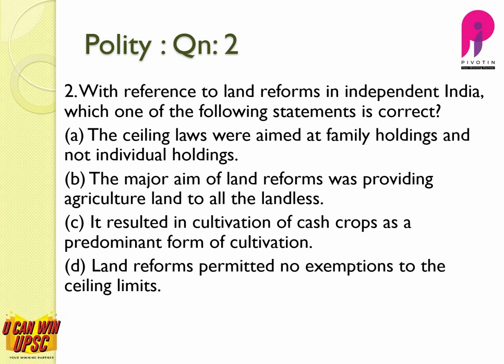Question number 2. With reference to land reforms in independent India, which one of the following is correct? Please go through all the options. The main aim of land reforms was to provide the agricultural land to all the landless. So the direct answer is B. The ceilings were aimed at family holdings and not individual holdings. This is wrong. It resulted in cultivation of cash crops. No, this has nothing to do with land reforms. No exemptions to the ceiling limits. No, there were any number of exceptions in land reforms.